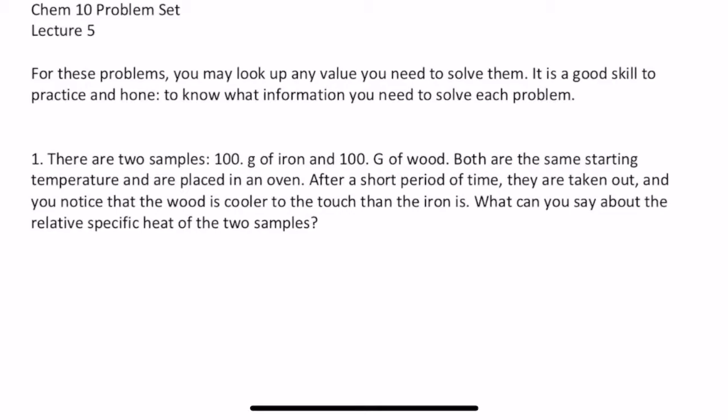There are two samples, 100 grams of iron and 100 grams of wood. Both are the same starting temperature and are placed in an oven. After a short period of time, they are taken out, and you notice that the wood is cooler to the touch than the iron is. What can you say about the relative specific heat of the two samples?